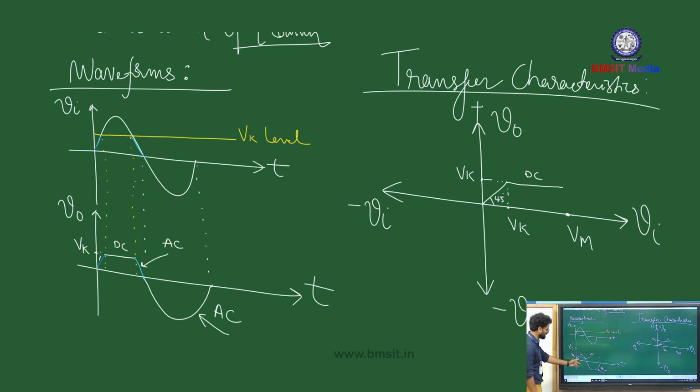In the negative half cycle, you can clearly observe that for the entire negative half cycle the output is the negative half cycle of the input itself. So this is minus Vm and this is minus Vm. For the entire negative half cycle, the output is equal to minus Vi, which is nothing but unity slope, drawn at an angle of 45 degrees.